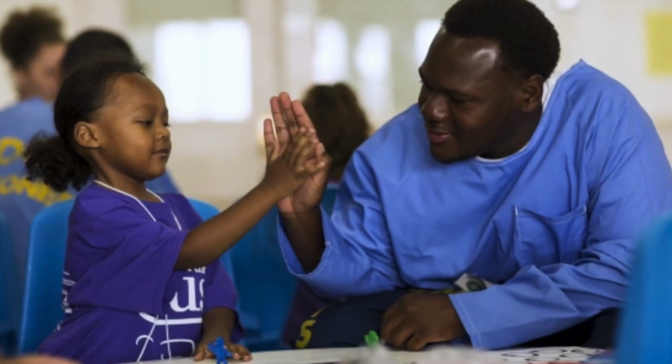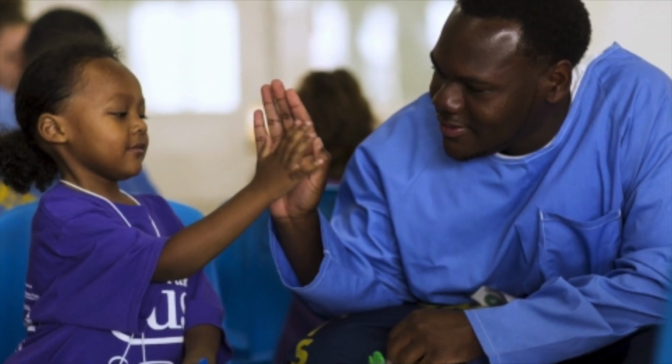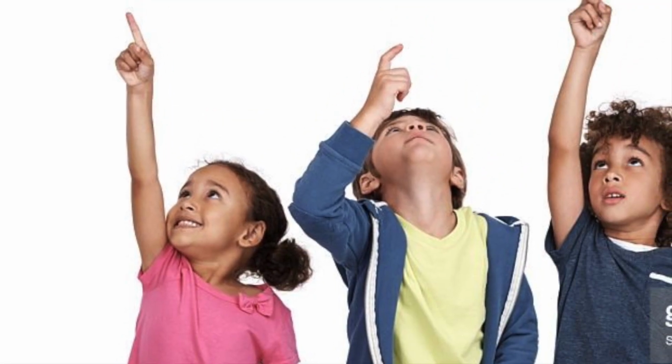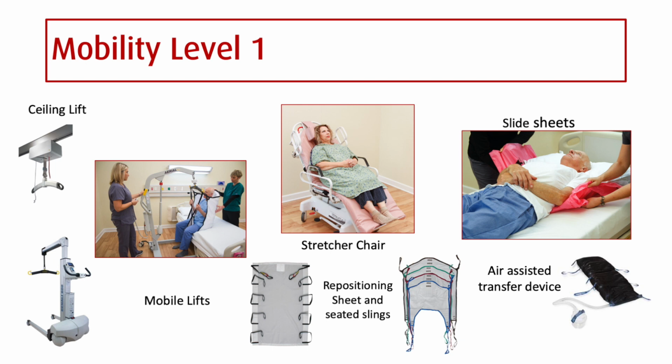For the pediatric population, asking a patient to shake hands may be awkward for them. Include something fun, like a high five, or asking the patient to point at something across the room. If your patient is unable to complete the tasks of assessment level 1, he or she is considered mobility level 1. Mobility level 1 safe patient handling equipment includes ceiling lifts, mobile lifts, slings, transfer chairs, slide sheets, and air-assisted lateral transfer devices.